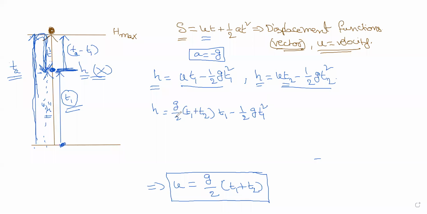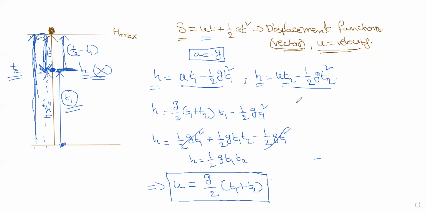Okay, and now let's multiply inside. So this becomes half g t1 square plus half g t1 t2 minus half g t1 square. Okay, half g t1 square is cancelled. I got h is equal to half g t1 t2. What if I substitute this here? I will get the same answer.